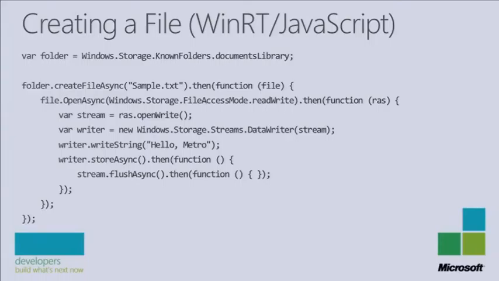Basically, then is doing the same thing in JavaScript that the await keyword does in C#. It takes what is actually asynchronous code and makes it look synchronous. What's actually happening inside then is a callback function is being registered, and when that asynchronous I/O completes, then your callback function is called.